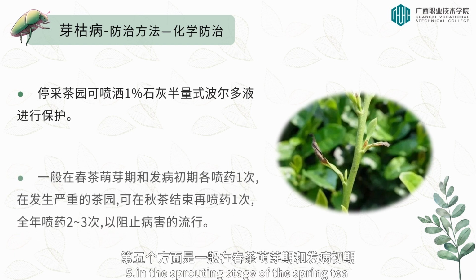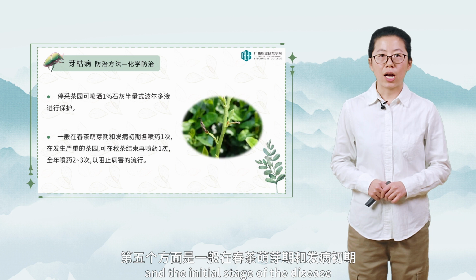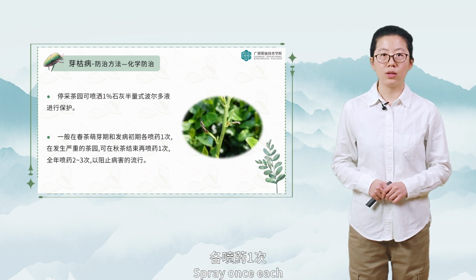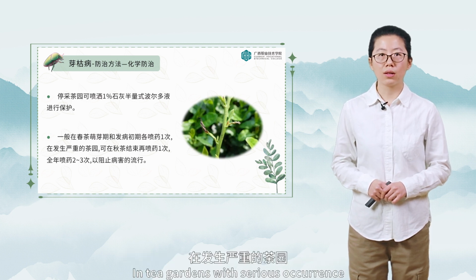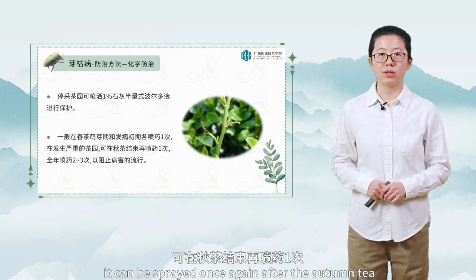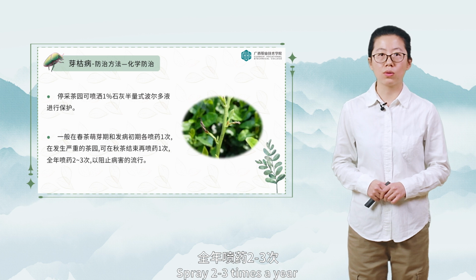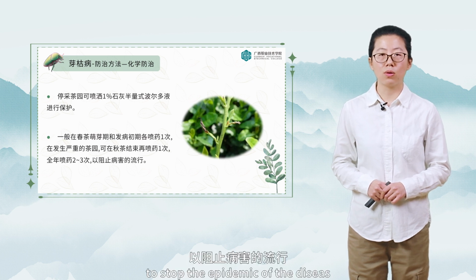5. In the sprouting stage of the spring tea and the initial stage of the disease, spray once each. In tea gardens with serious occurrence, it can be sprayed once again after the autumn tea. Spray 2 to 3 times a year to stop the epidemic of the disease.